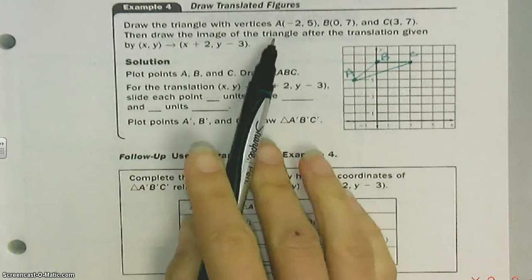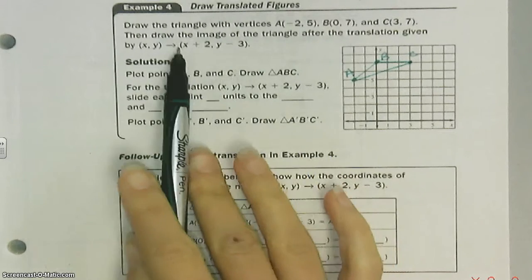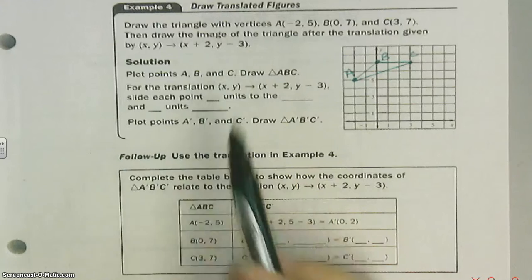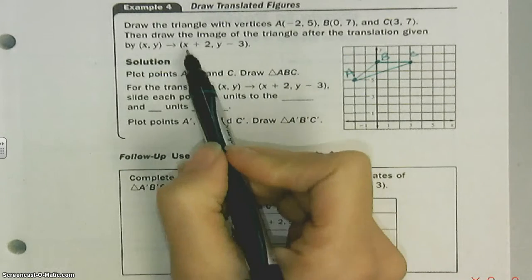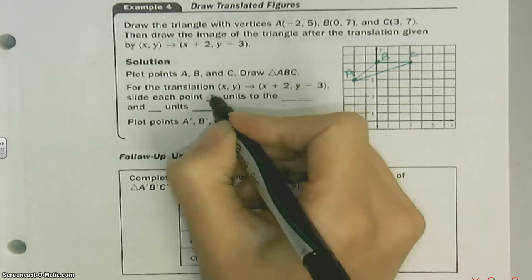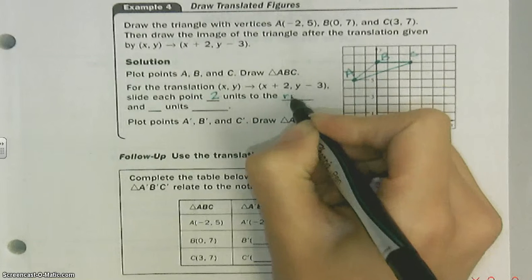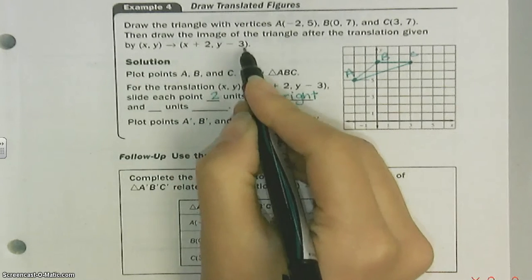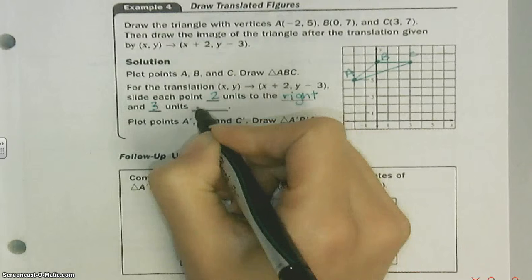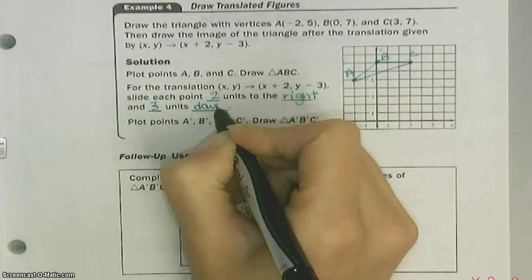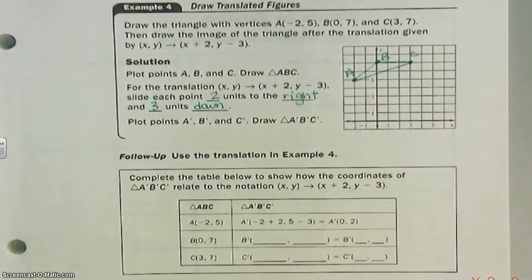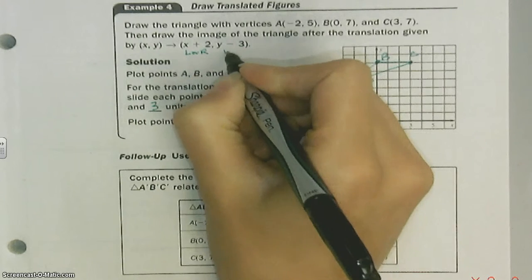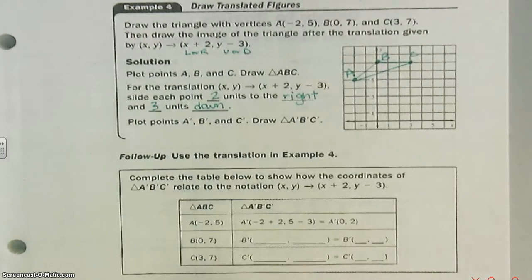And we have to draw the image after this translation. So x plus 2, y minus 3. Well, if we do x plus 2, that is 2 to the right because it's positive. And y minus 3 is 3 down. Right? X always tells us left or right. Y always tells us up or down, depending on the sign.